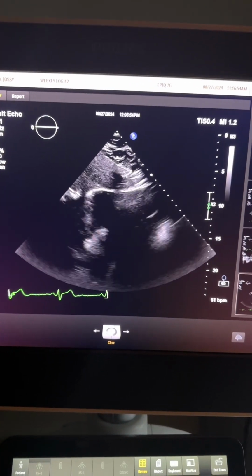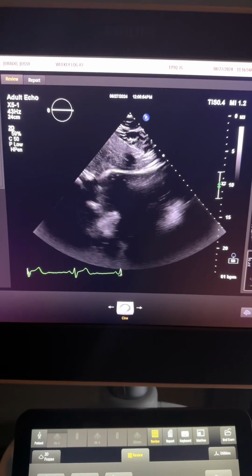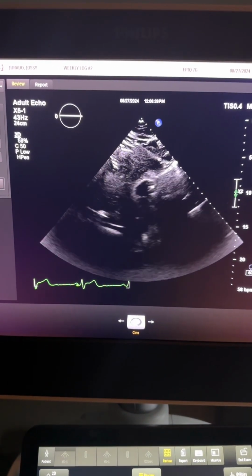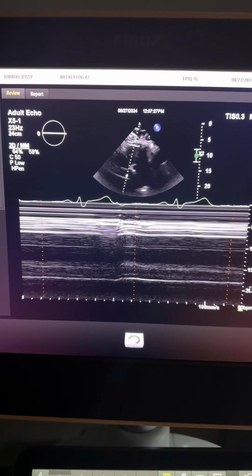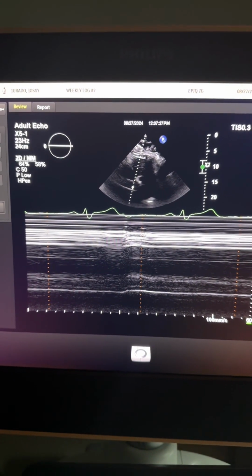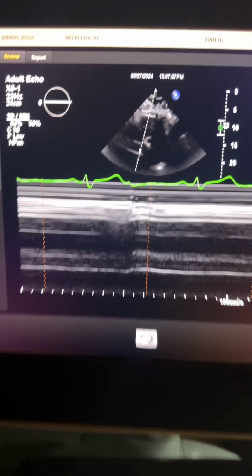I moved into my subcostal 4 chamber and the IVC. I took the M-mode of the IVC and had my patient sniff.